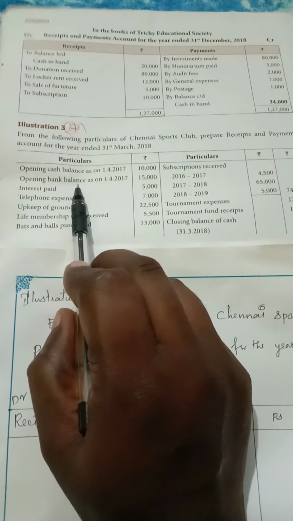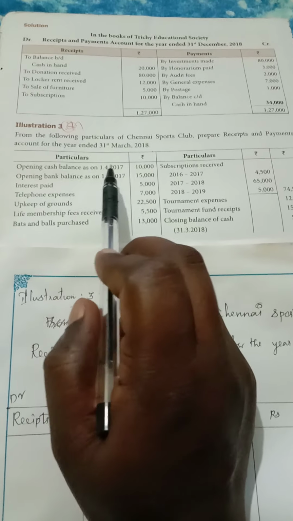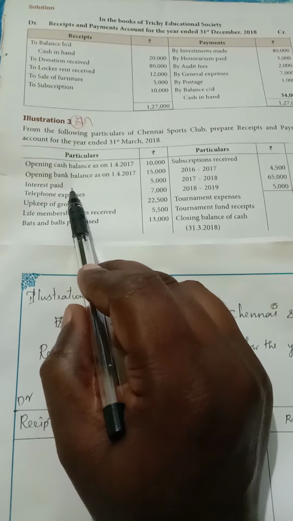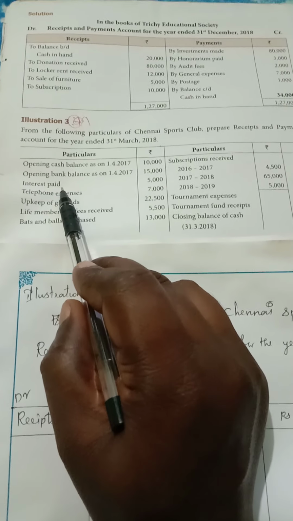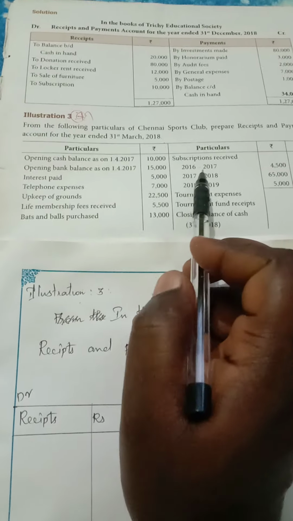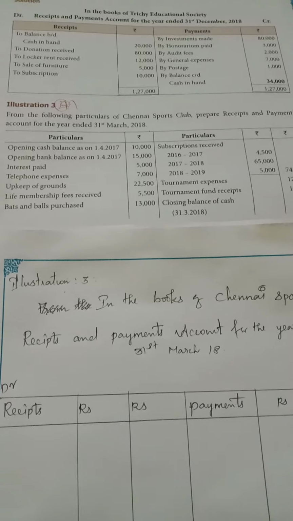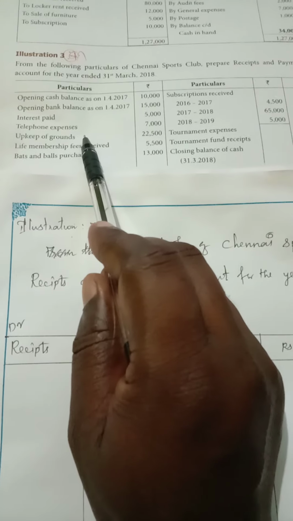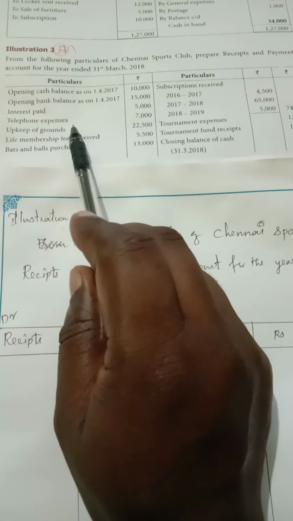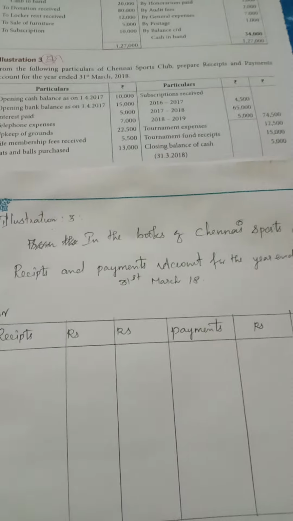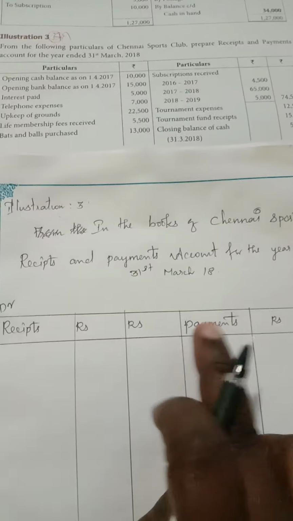So actually the receipts and payments account begins with opening cash and bank on the debit side. Then the interest paid. Interest paid is an expense, so we write it on the credit side of the receipts and payments account, the payment side. Next, telephone expenses. Telephone expenses are expenses, so we write them on the credit side. This is the debit side, this is the credit side, and all the expenses we write on the credit side.